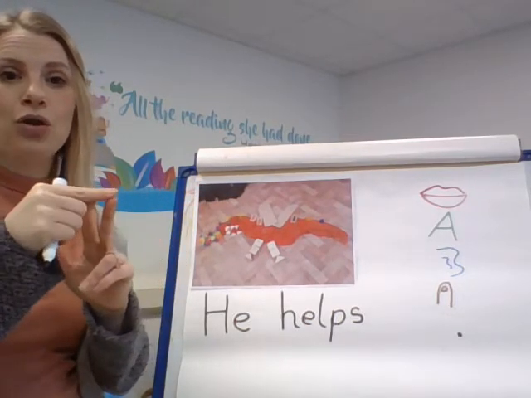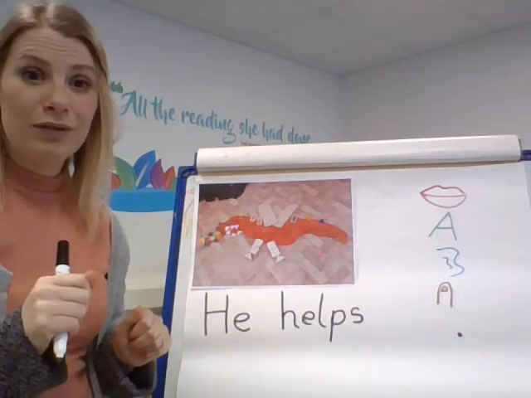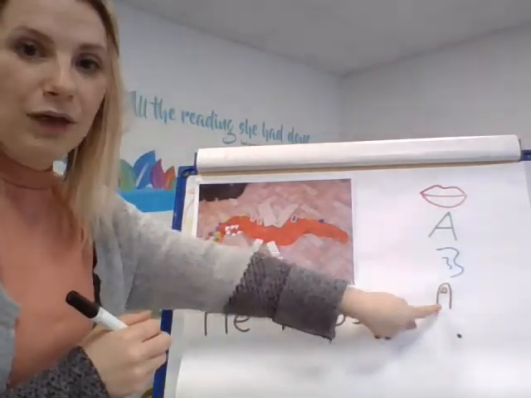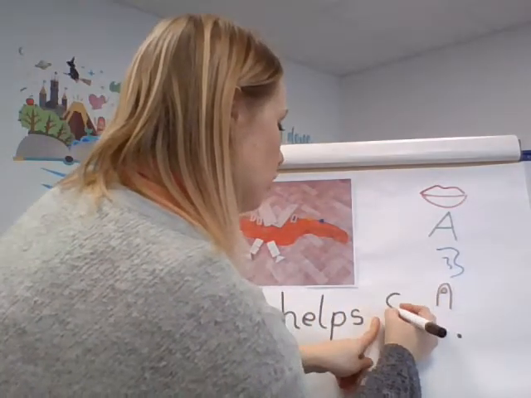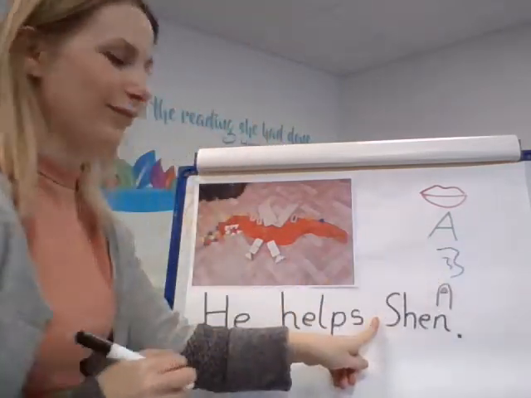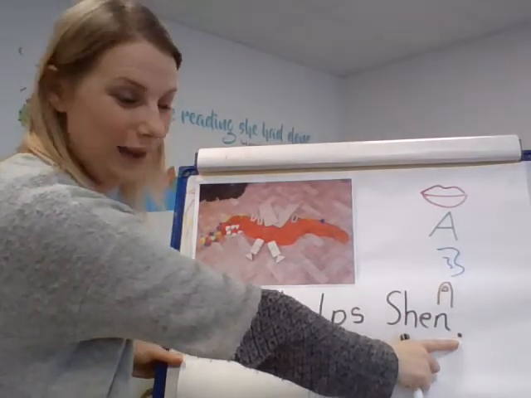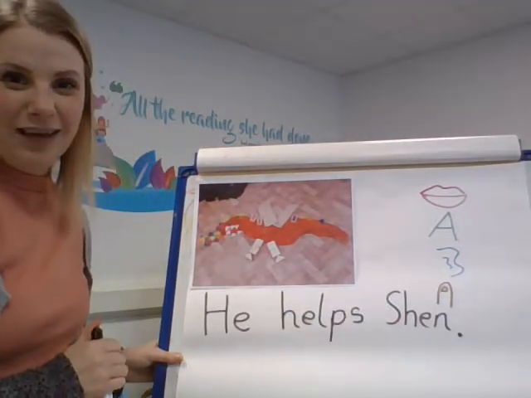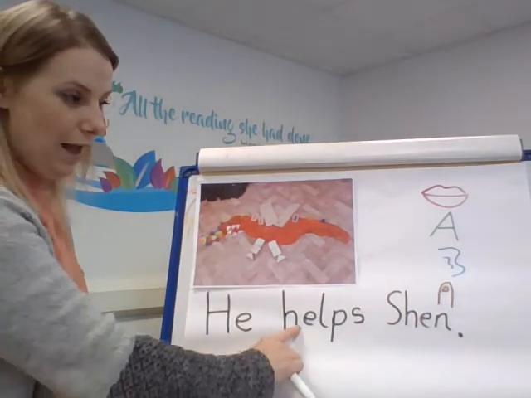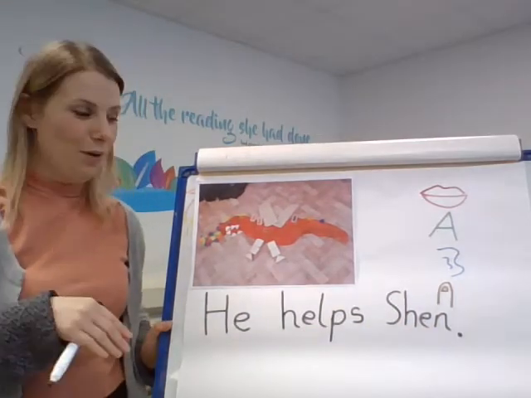Sh, Shen. Fantastic. Now, I know that Shen is the name of a girl, so I'm going to give her name a capital letter. Oh, and look, I can't forget my finger space. Shen. Then I need to remember a full stop, and how funny that my reminder is at the end of my sentence. I'm going to read it back to myself. He helps Shen. Fantastic. So I've done that one on my own.